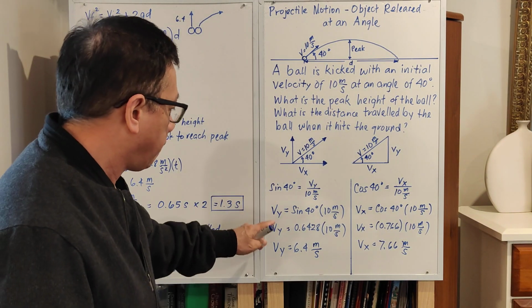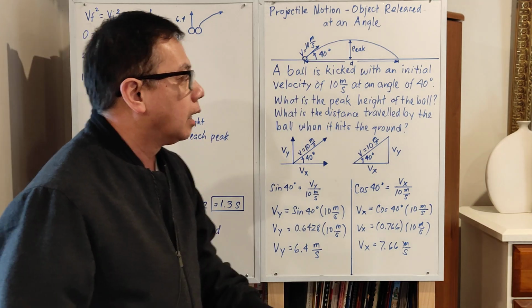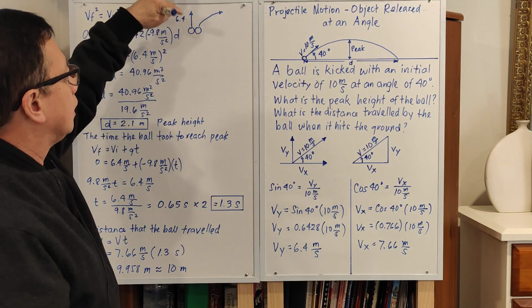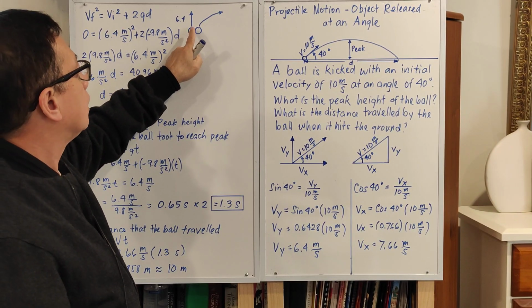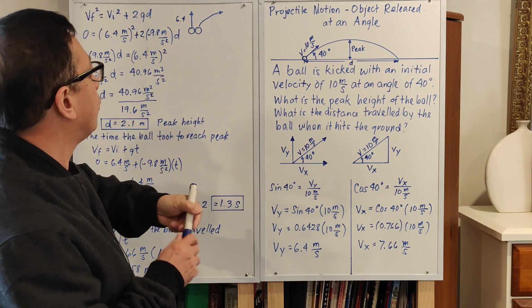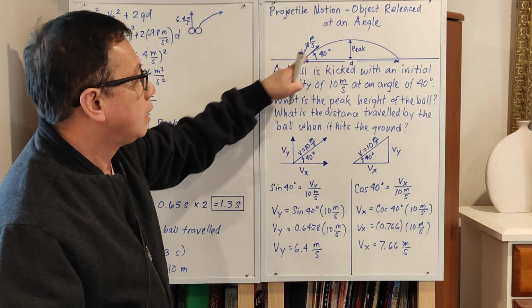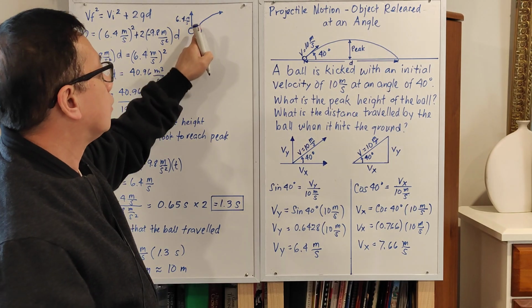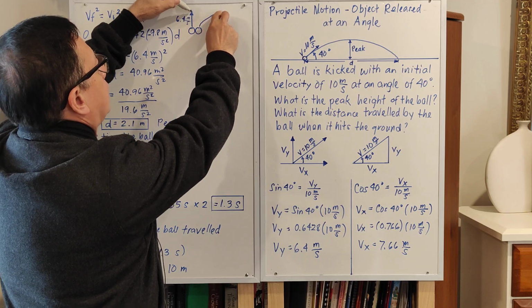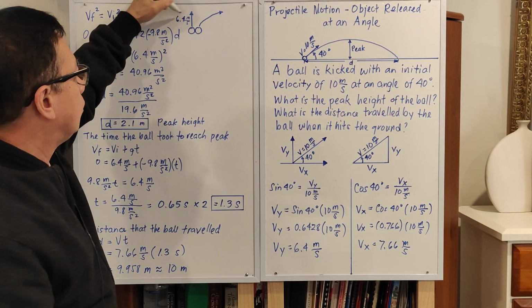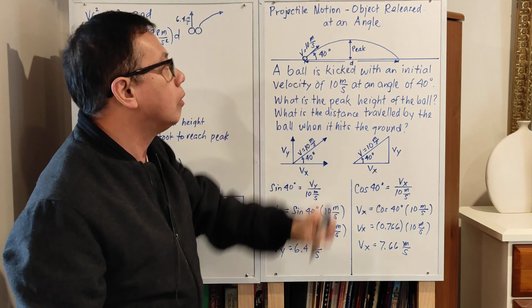Now we can use the vertical component to compute the peak height. If a ball has a vertical velocity of 6.4 meters per second, it is the same as the ball with a 40 degree angle, whose vertical component is also 6.4 meters per second. If you release them, they will reach the same height. So we can use only the vertical component to get the peak height of the ball.